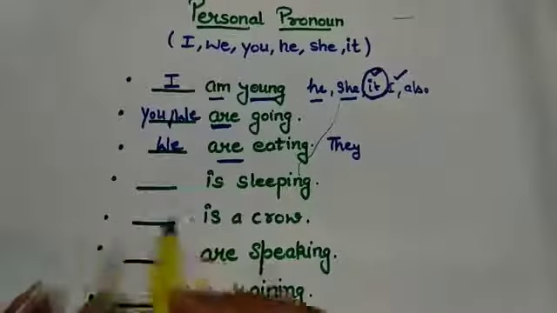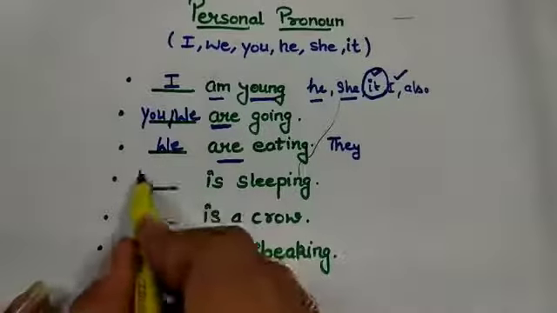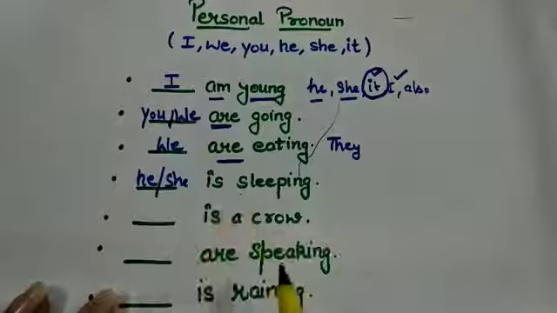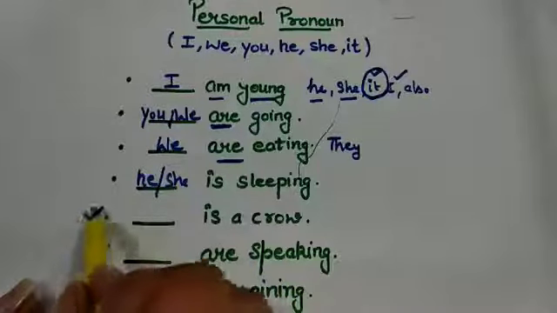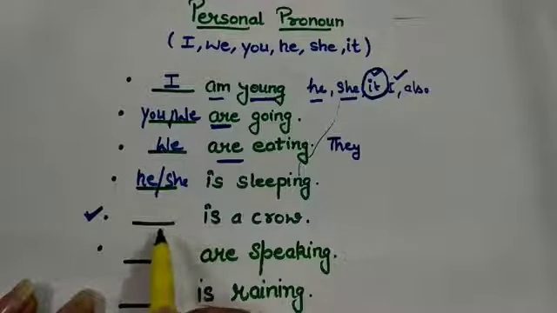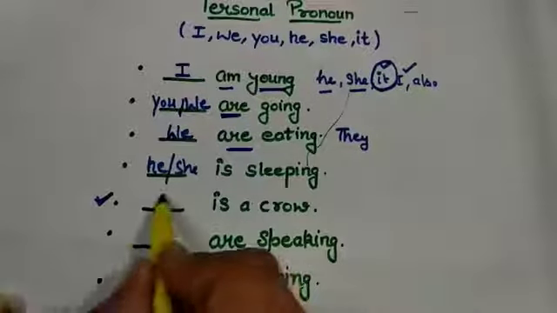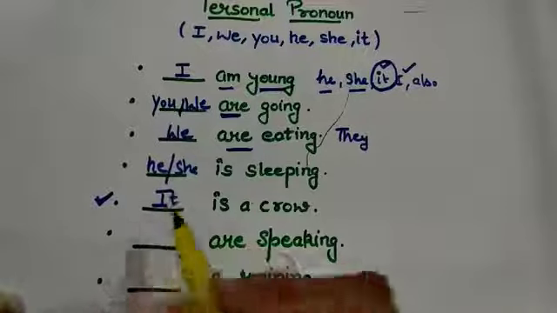Now let us do the next one. He is sleeping, she is sleeping. Both are correct. Now this is a very nice example. The example is dash is a crow. See, a crow is a living being, but still I am using it here. Why?